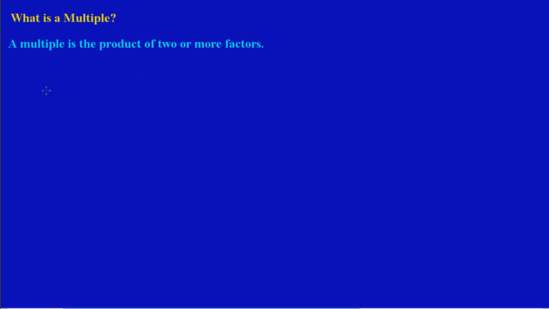Now when two or more factors are multiplied, and I am going to underline this word product. Whenever in math you see this word product, it means to multiply. So what I'm basically saying is this, and this is the first example: when I multiply two or more factors, the product, or that result that I get, is a multiple of the factors.